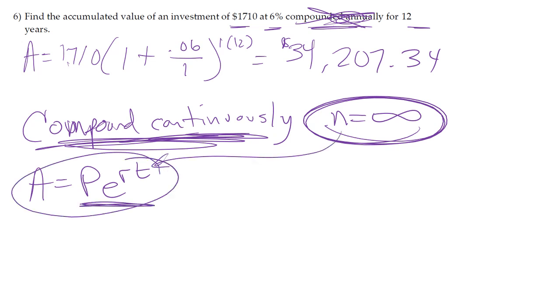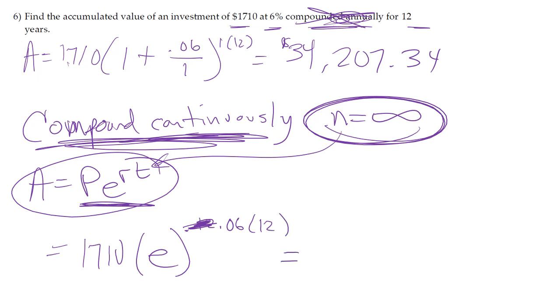Notice there's no n anymore, and so we would just use the principal, we would use e, and then the rate. The rate was 6%, and the years was 12, and that would give us that continuously compounded. Now this would also be the maximum amount, because the more you compound, the more money you get. Well, we can't get any more than infinite, so this would be the maximum we can get. You would plug that into your calculator.